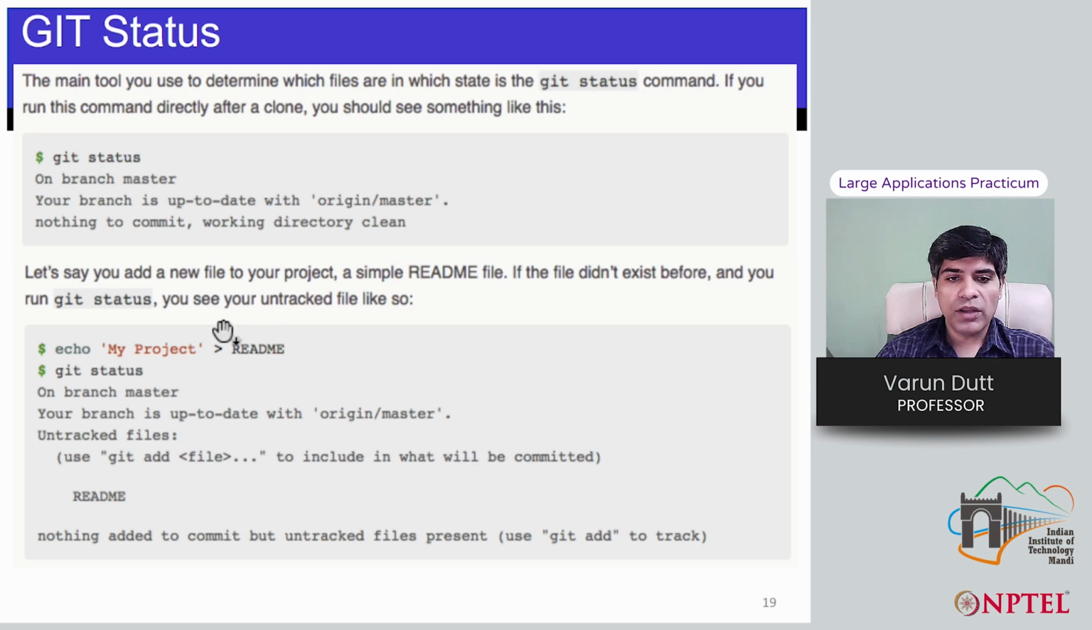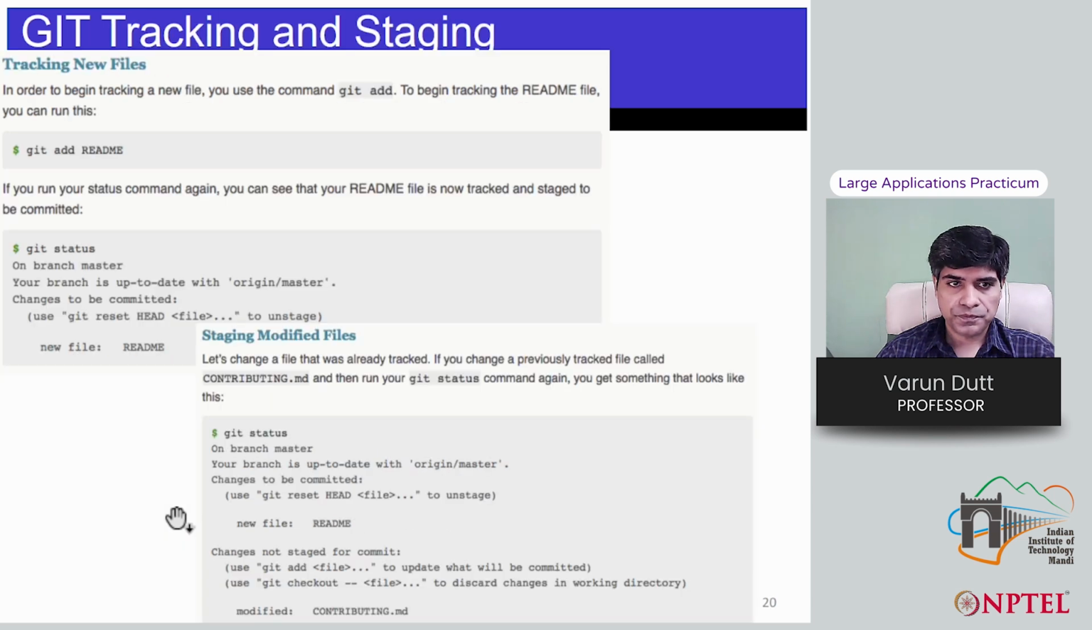So see, I have created the readme file. Your branch is up to date with master. Untracked files, to include in what will be committed, is this. So the idea is this is a newly created file. It is still untracked, and it is telling me that you need to add this file to the Git repository if you want it to be tracked by Git.